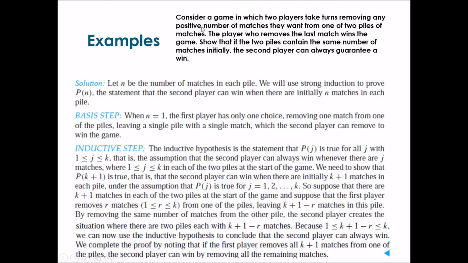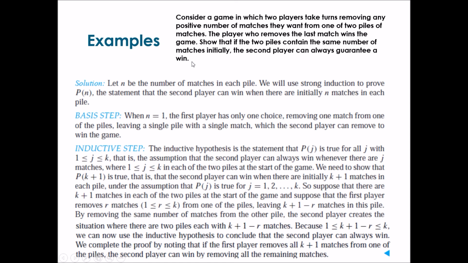So we are going to play a game, okay? And we have two players, right? And both have the same number of matches with them. So consider a game in which two players take turns removing any positive number of matches they want from one of two piles of matches. So both have a pile of matches, and the player who removes the last match wins the game.